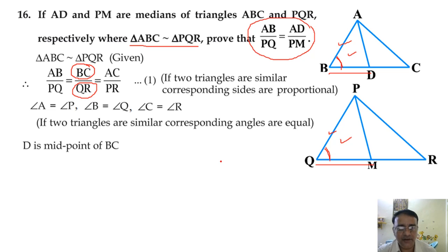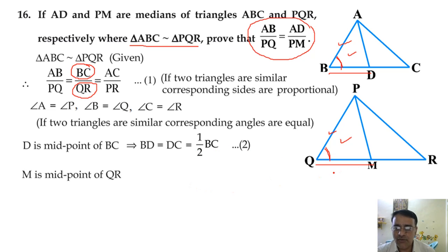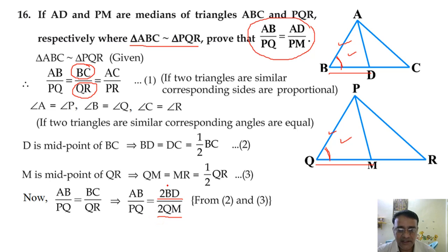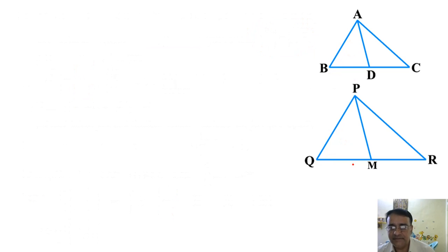Now D is the midpoint of BC, so BD is equal to DC is equal to half of BC. Similarly, M is the midpoint of QR, so QM is equal to MR is equal to half of QR. Now AB upon PQ is equal to BC upon QR implies AB upon PQ is equal to 2 times BD upon 2 times QM. Cancel the 2 here. So we get AB upon PQ is equal to BD upon QM. Now I am considering these two triangles, ABD and PQM. Look carefully. Angle B is equal to angle Q, proved above.